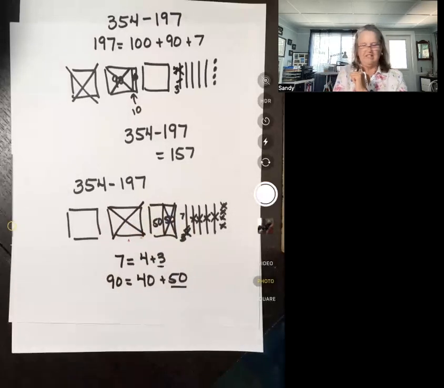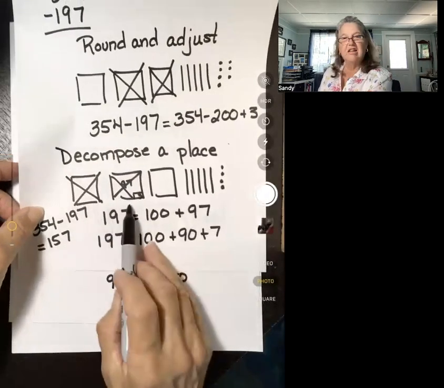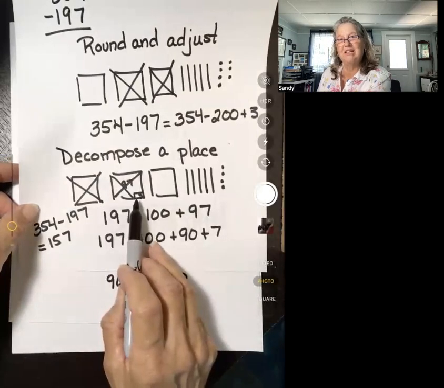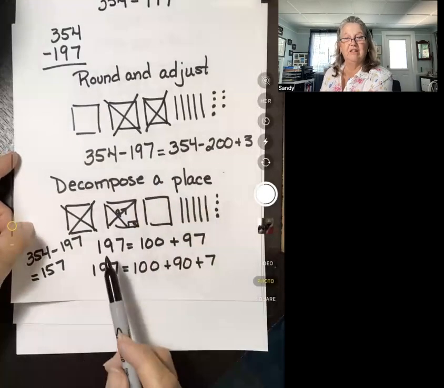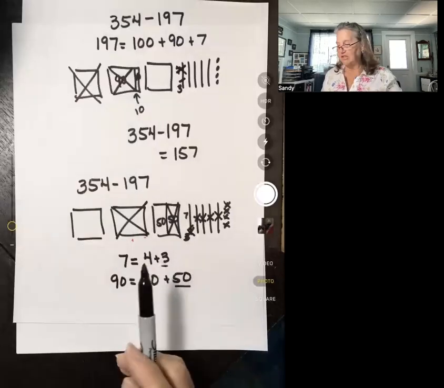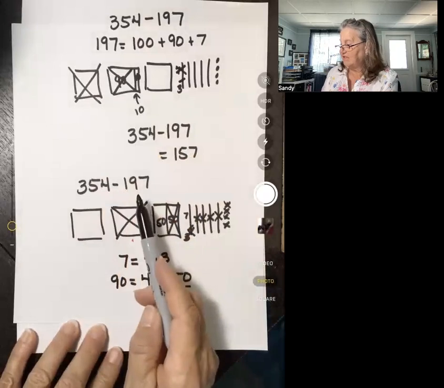See, still very efficient. Whether I use this version of removing 197, probably the most efficient for the decompose place. To me, this is the most efficient. Remove 200, give back 3. This is very efficient. Still mental arithmetic. This one still works. They're decomposing a place.